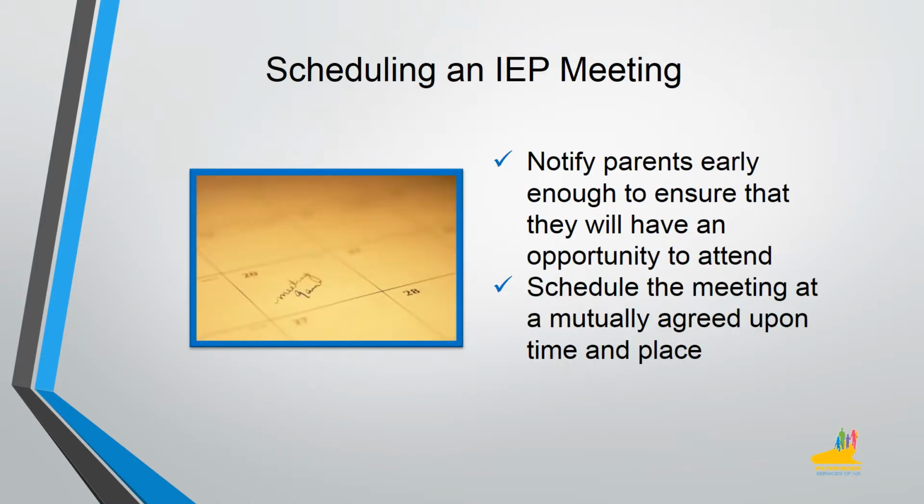In addition to the required timelines regarding the IEP meetings, the school district must take steps to ensure that one or both of the parents of a child with a disability are present at the IEP meeting or are given the opportunity to participate. The school district must notify the parents early enough to ensure that they will have that opportunity to attend the IEP meeting. They must also schedule the IEP meeting at a mutually agreed upon time and place.